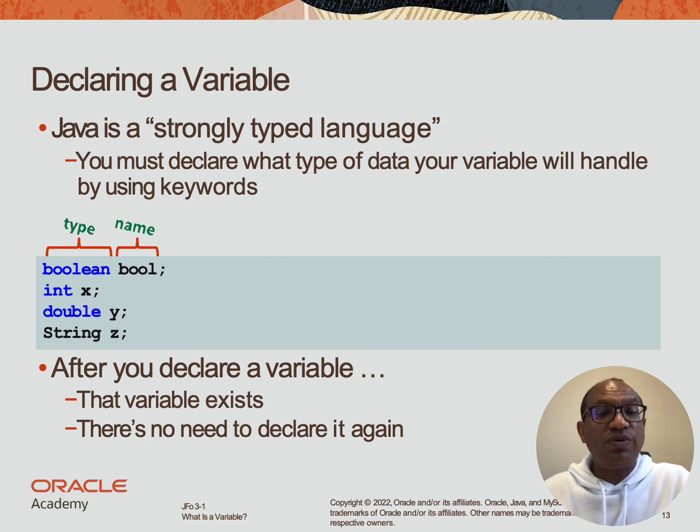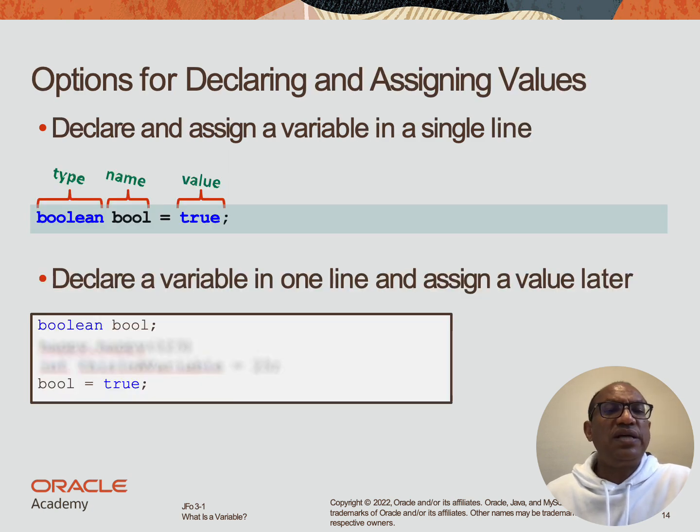Because Java is strongly typed, you must declare a variable's type. Once declared, you don't need to declare it again. You just assign new values as needed. You can declare and assign a variable all at once, or declare it first and assign a value later. Either way is valid in Java.